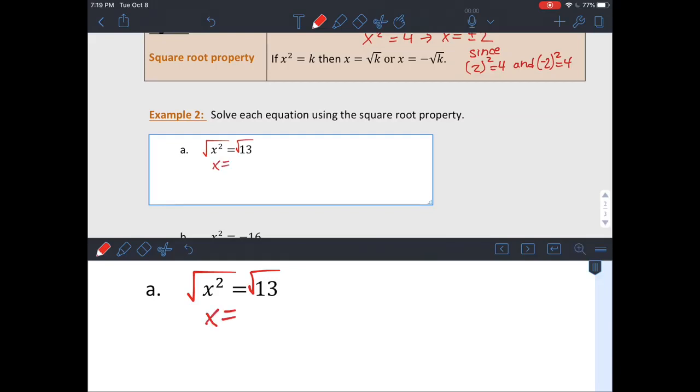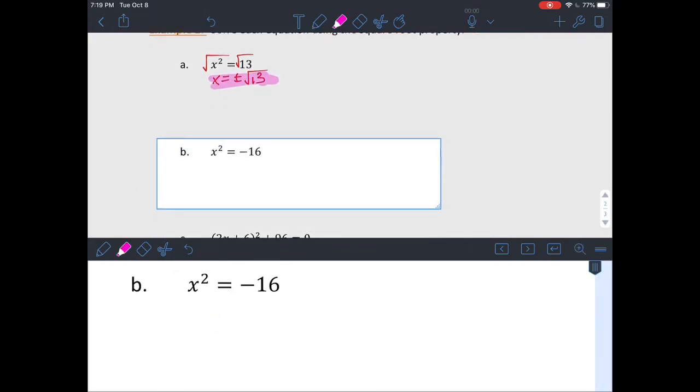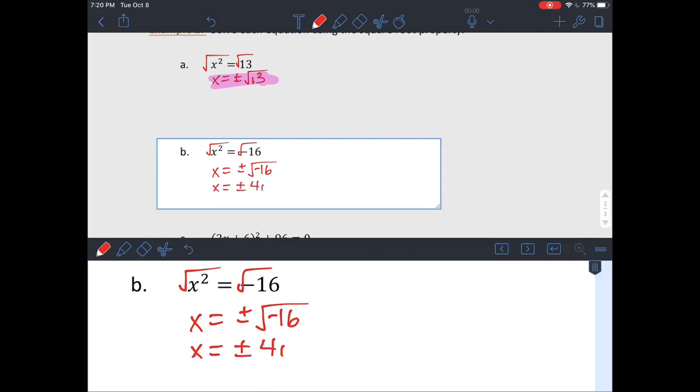So if I take the square root on this one, I'll end up with x equals positive and negative square root of 13. Doesn't break down, so that's it. Here, if you do the square root of -16, you'll have to factor out your i and that'll just leave you with plus or minus 4i.